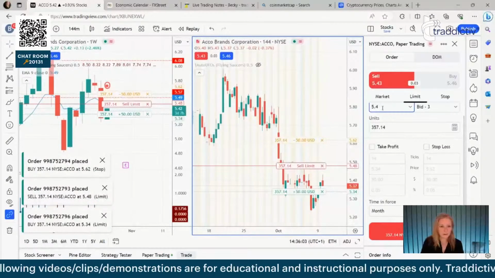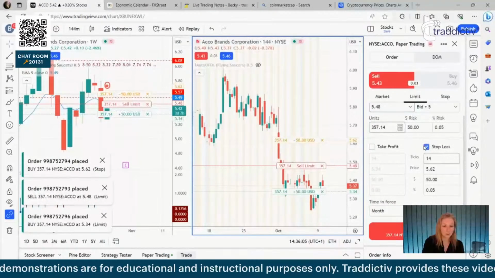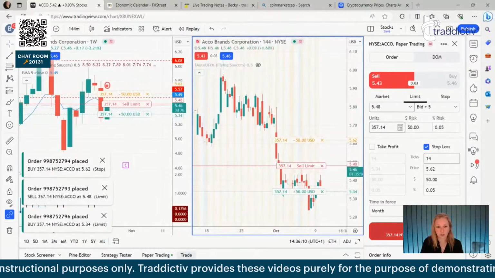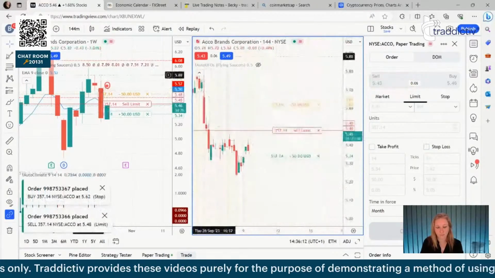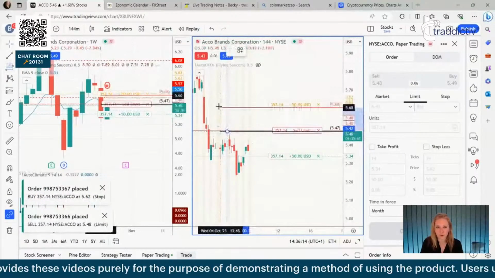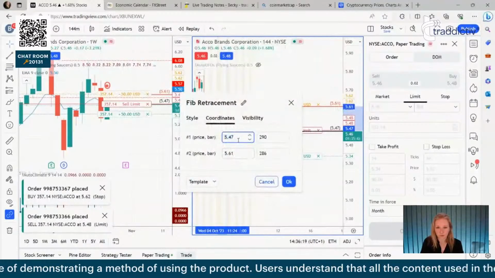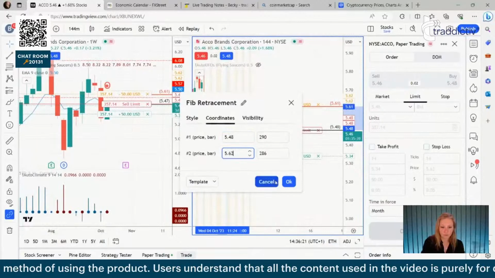Second half, so same entry, which is 4.8. Same stop loss, which is 6.2. Same risk, but we just don't check take profit. And that's how we put that in. I'm going to draw it on so it's nice and easy to see next time. 4.8 and 6.2.